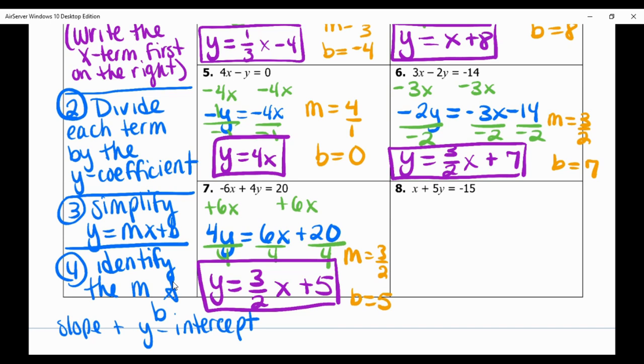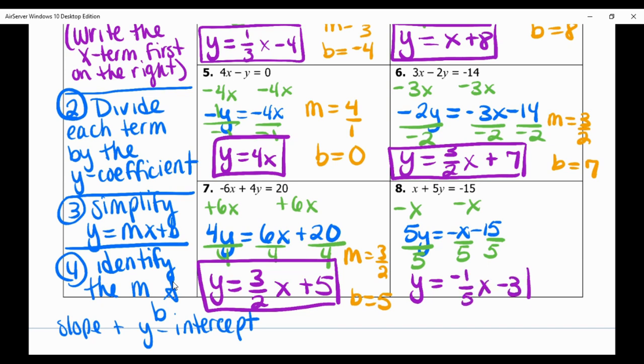Last example on this page is number 8. We have positive x, so we're going to subtract it from both sides. Five times y, so then we divide each term by positive 5. Negative x over 5 is negative 1/5 x. Making the slope negative 1 over 5. And the y-intercept is negative 3.